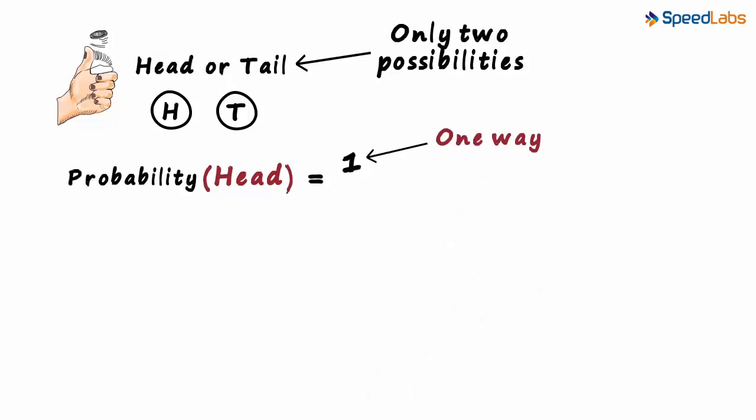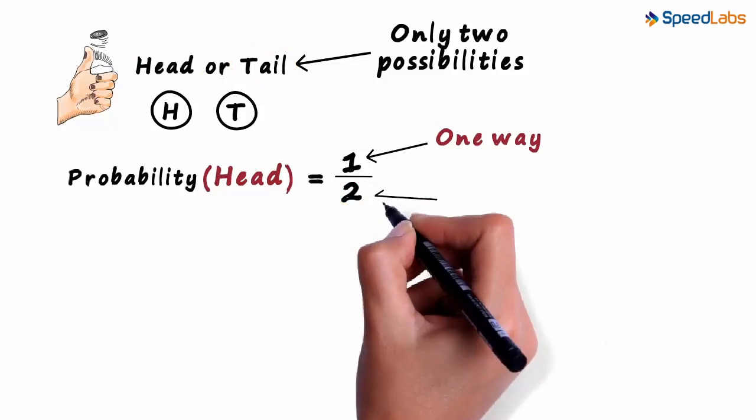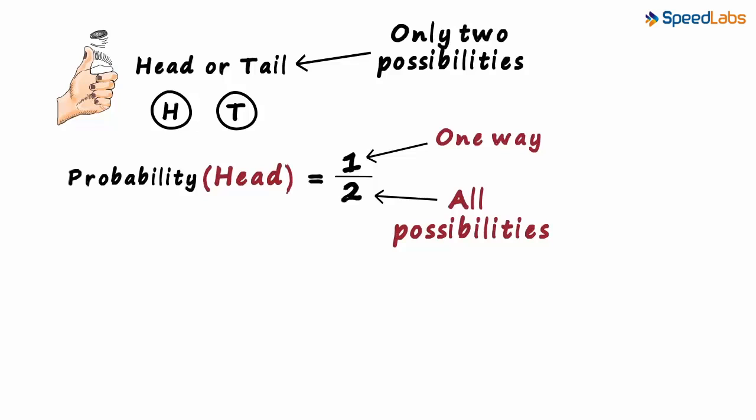That's the first thing we had to find out to find this probability. The second thing we need to find out is the total number of possibilities. In total, there are only two possibilities, a head or a tail. This number in the denominator is actually all possibilities. These two cover all the possibilities since you cannot possibly get any other outcome. You either get a head or a tail.